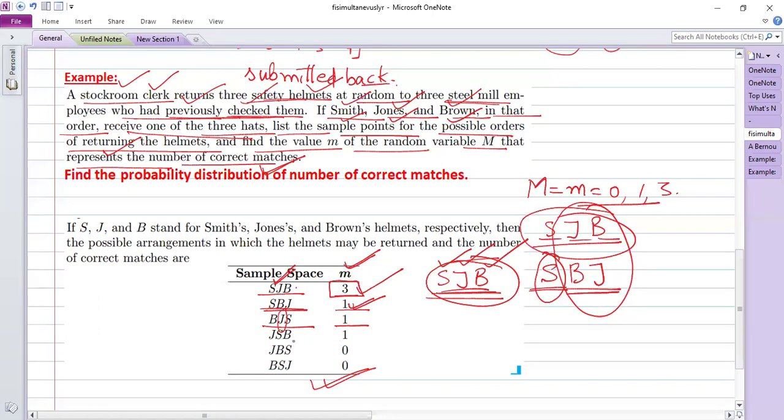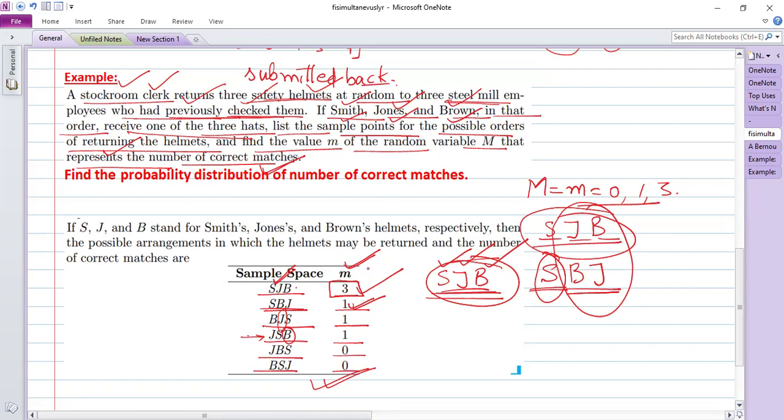And even for this one, what is the correct match? It is one. It is only B, Brown. The remaining J and S, Jones and Smith, are not returning in the order they received in the morning. And what about these two outcomes? There is no correct match.